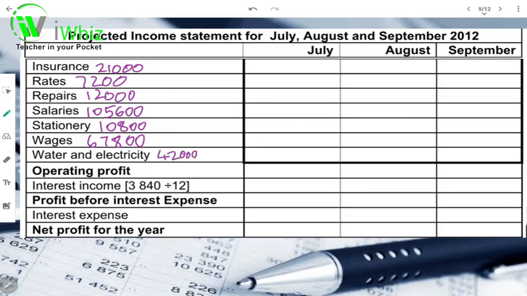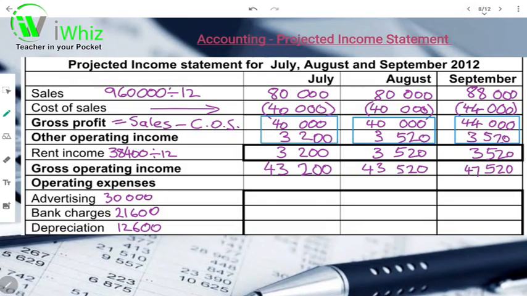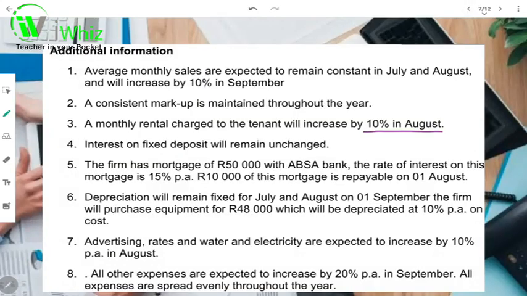So wizards, now that you've entered in all the amounts from your original income statement, we're going to take each one divided by 12. But remember, it's not that simple. On a monthly basis, we also have to take into consideration the adjustments that were given to you. So you need to know that your interest on fixed deposit will remain unchanged. That would be for your income, so you'll look last at that. The firm has a mortgage of 50,000 Rand with Absa Bank, and the interest rate has changed. That would be your interest expense.